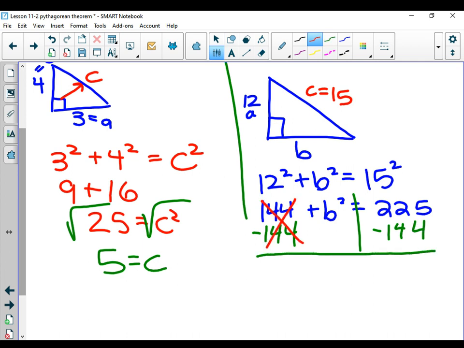144, see you later. 225 minus 144 is 81. It's tempting to stop here. Square root's our last step. I think it's a perfect square. B equals 9.